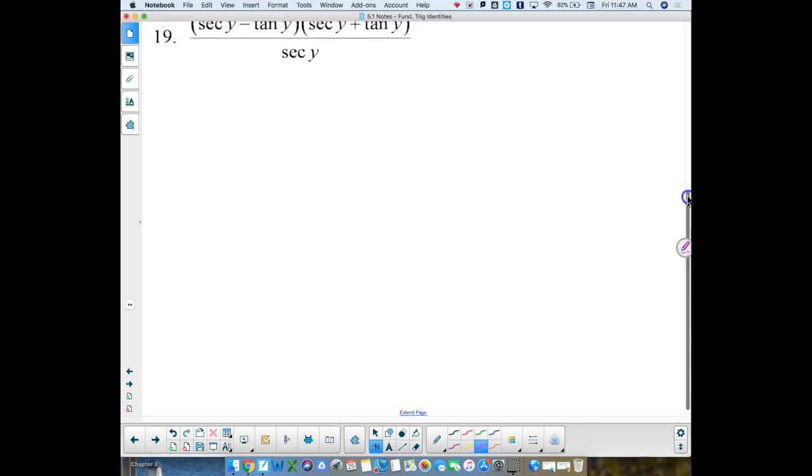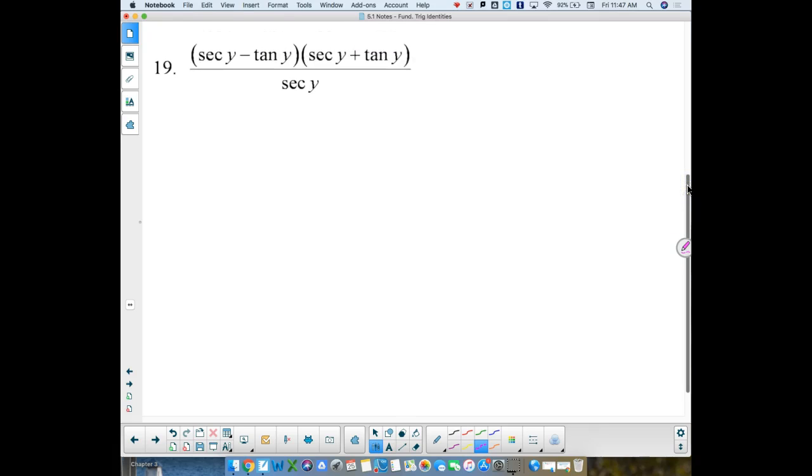Okay, so what I'd like you to do is try that one. So the top becomes secant squared of y minus tangent squared of y all over secant of y. Now I know you want to say that secant squared gets canceled out by the secant on the bottom. But can we mathematically do that?